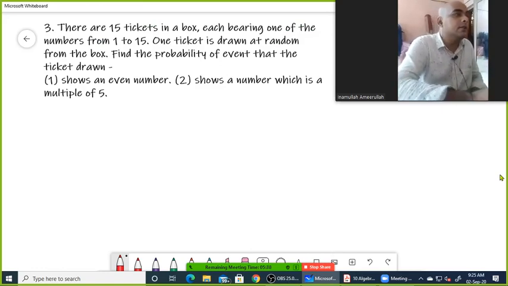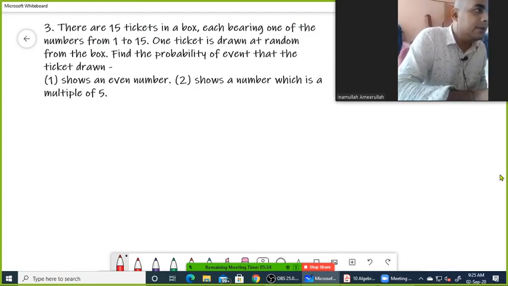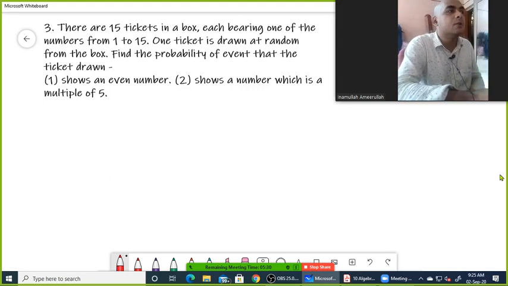There are 15 tickets in a box, each bearing one of the numbers from 1 to 15. So each ticket has one number on it, that is, the numbers are 1, 2, 3, 4, 5 up to 15. One ticket is drawn at random from the box. Find the probability of the event that the ticket drawn, first, shows an even number. So the probability of getting a ticket bearing an even number.